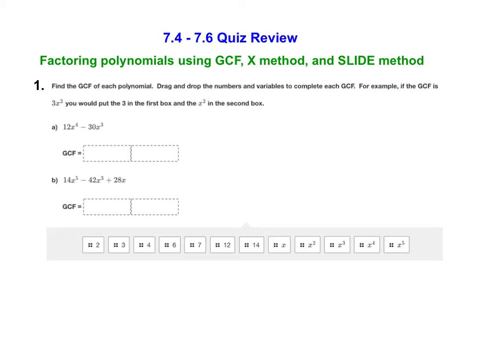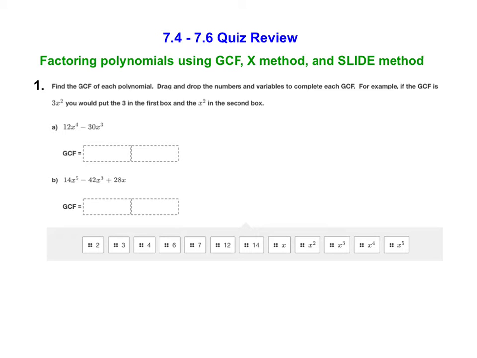This first question here has us finding the GCF of each polynomial, and we're going to drag and drop the numbers and variables to complete each GCF. For example, if the GCF was 3x to the second, we would put the 3 in the first box and the x to the second in the second box.